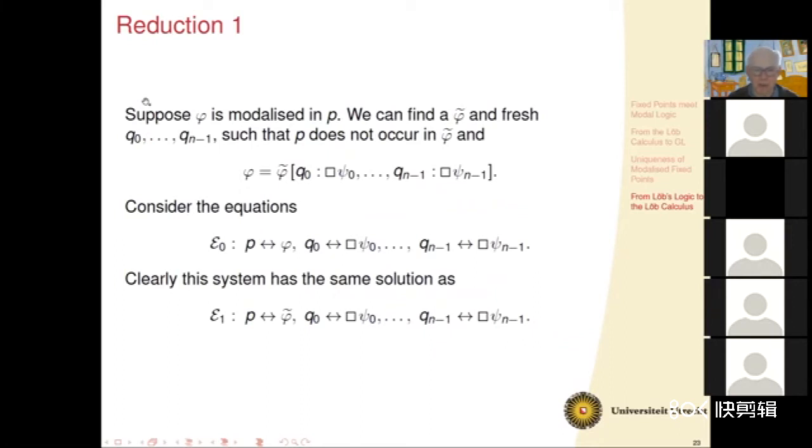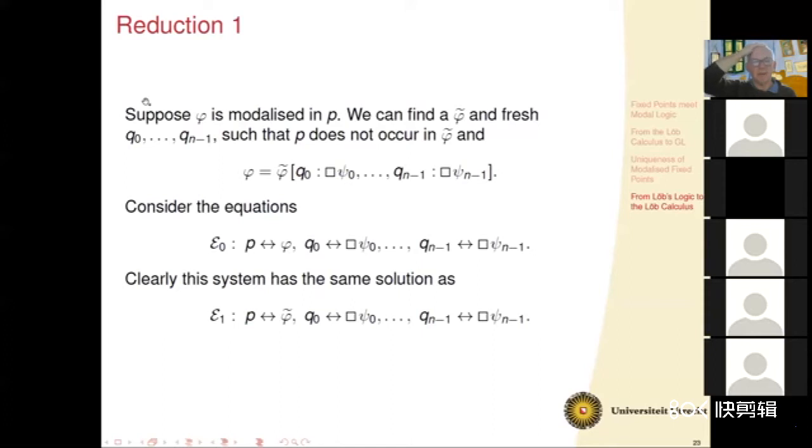None of the moves you are looking at is new, but the combination of the moves is a pleasant idea. Okay, so consider phi that is modalized in P, right? And we know that that has a solution, of course. But suppose that we are only allowed to take fixed points of the form, a formula of the form box psi, right?